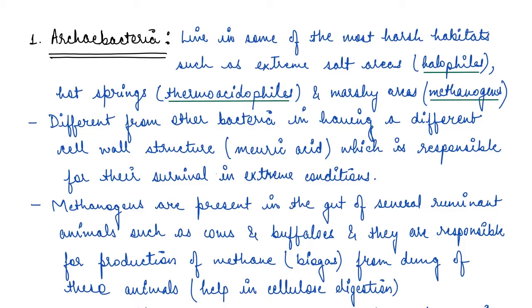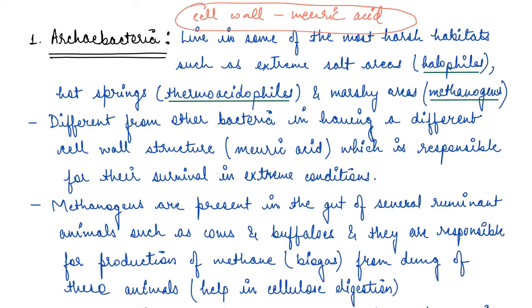One characteristic feature of these bacteria is that their cell wall is made of muric acid. Remember this feature, it is important from the exam point of view. So in case of Archaebacteria, the cell wall is made of muric acid. You can see it's mentioned here.